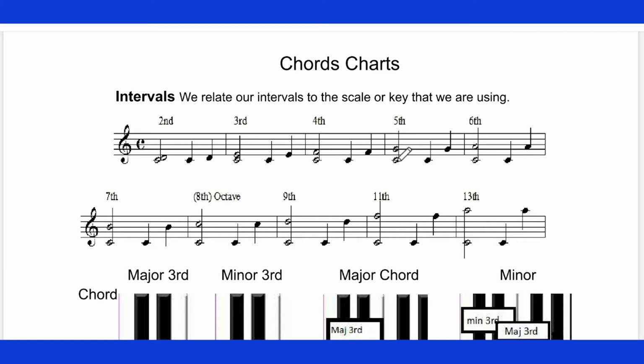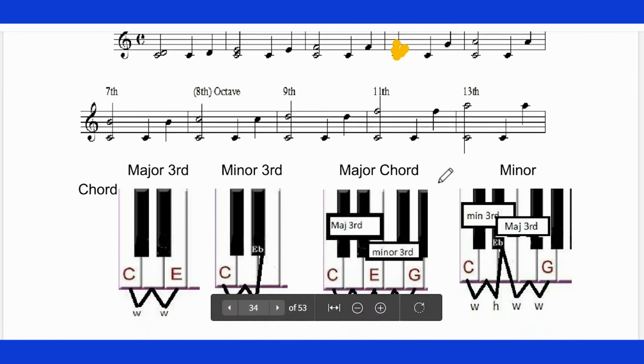And all you got to do is count the lines from the 1. So 1, 2, 3, 4, 5. So line, space, line, space, line brings you to 5. That would be a fifth. And it's just going to keep going up like that.